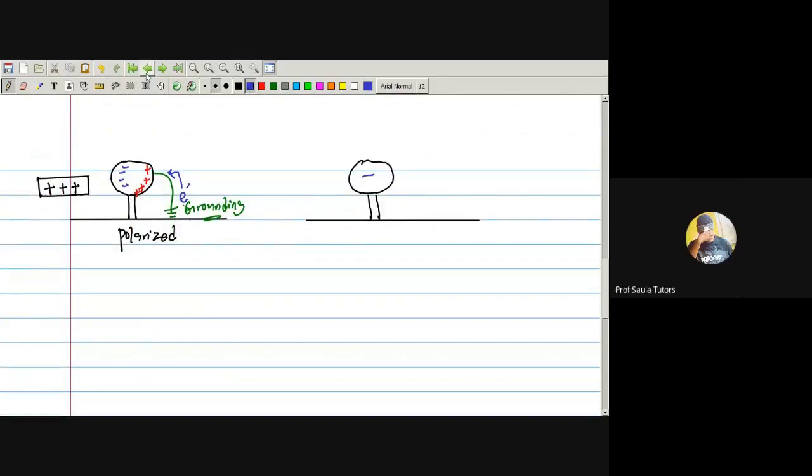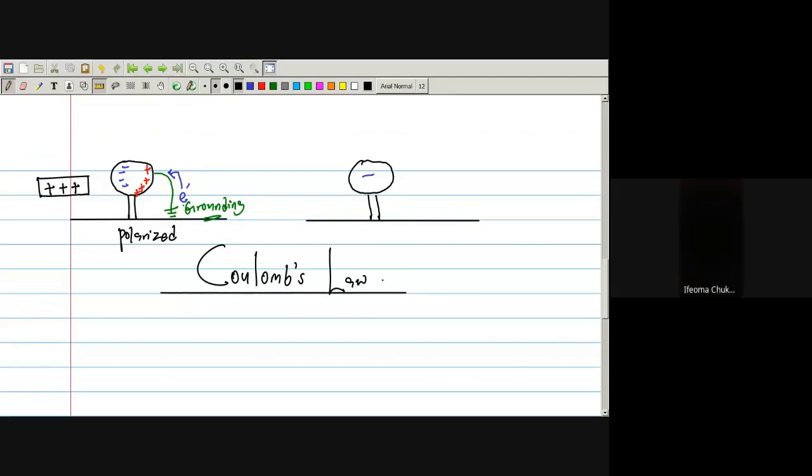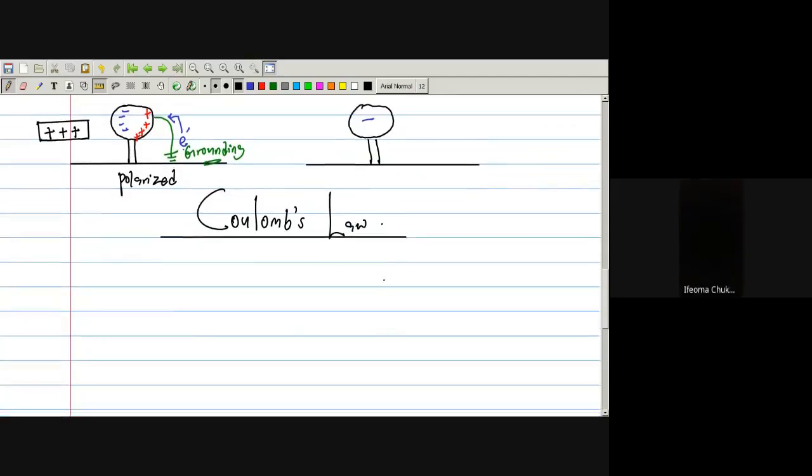Do you have any question? Then let's look at Coulomb's law. You have done this in secondary school, yes? But this one is now a little bit tougher, because what we don't teach you in secondary school, we teach you here. Now you see the difference between secondary school and university.